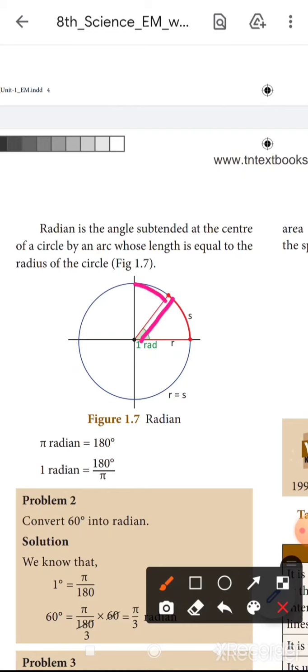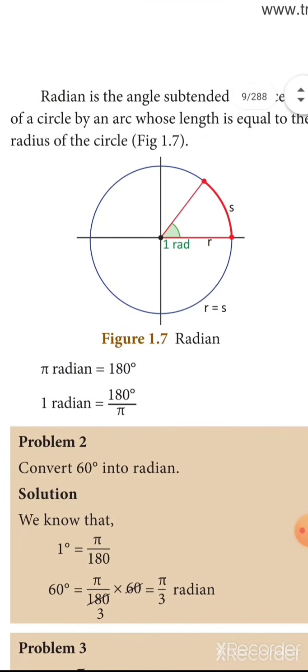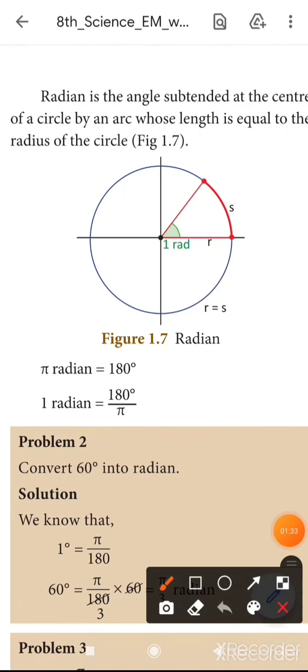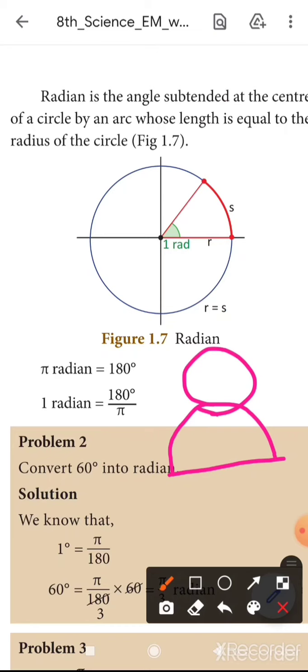The arc in a circle, that is the radius, that is radian. The formula: pi radian is equal to 180 degree. Already we know the circle has 360 degree, but now this half is pi radian, which is 180. So pi radian equals 180 degree.